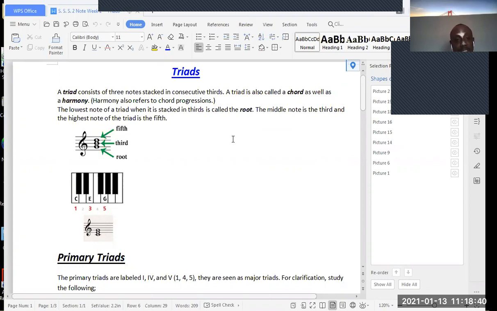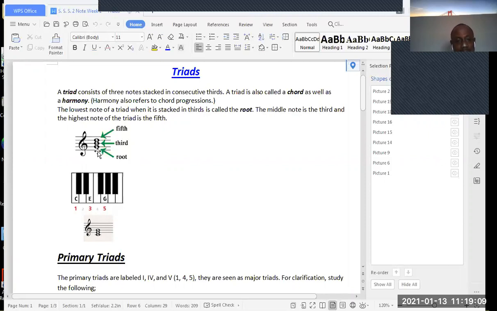T-R-I-A-D-S. Triads. It means three notes that are stacked in consecutive thirds. That is, they are arranged one after the other, on top of each other, leaving a gap. Three of them. Between the first and the second, there is a gap. Between the second and the third, there is a gap. That is what is meant by being stacked in consecutive thirds. I hope it is clear.